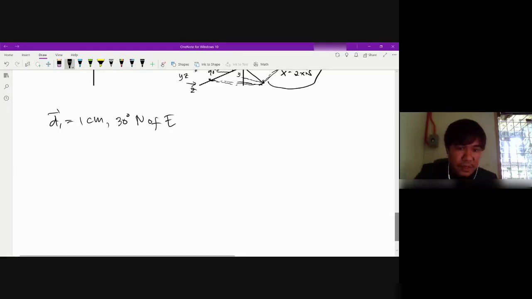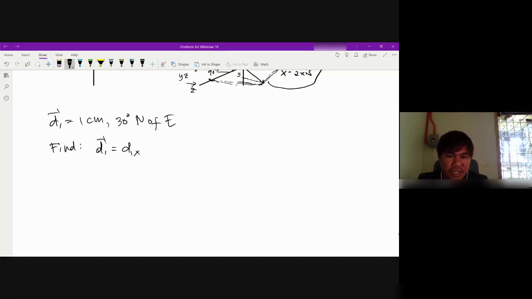So now, find the equivalent form in terms of the component form.